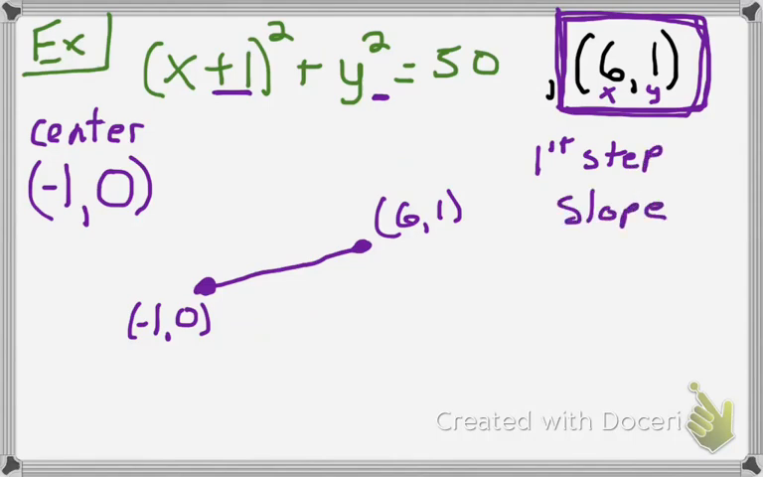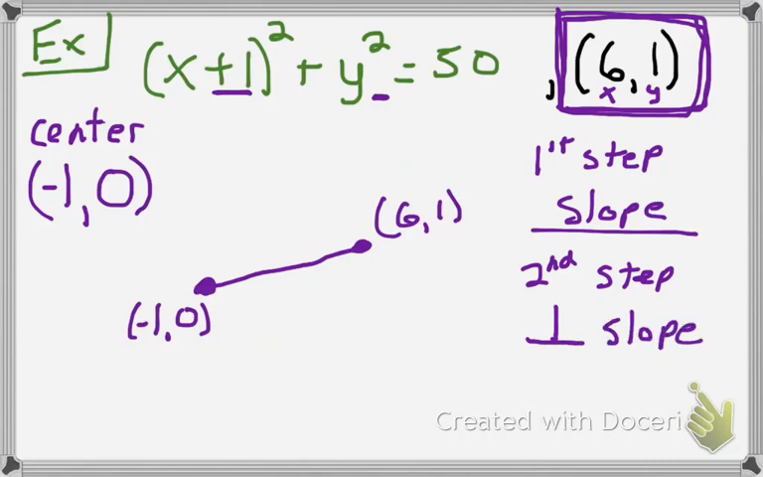The next step is to figure out the perpendicular slope. So I'm going to write perpendicular slope. I could have just written M, but okay.